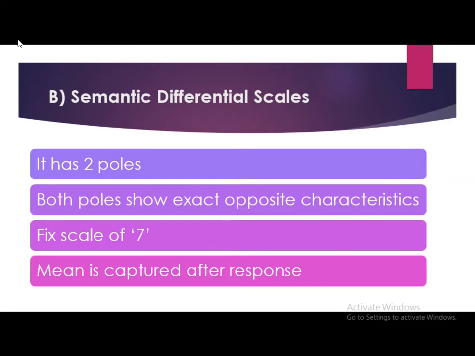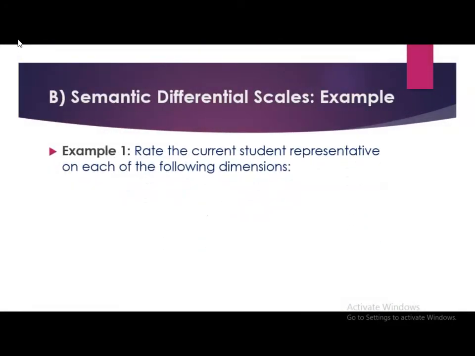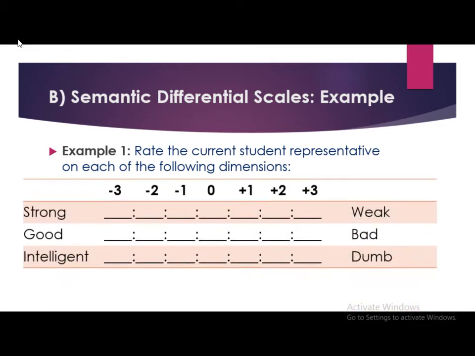So, an example of a semantic differential scale we will take now. Example 1 is, rate the current student representative on each of the following dimensions. Suppose a teacher has to rate the current student representative, then the scale might be like this: strong to weak. So strong is at one pole and weak is at another pole. Similarly, good, bad, intelligent, and dumb. In between, there is a scale of 7: -3, -2, -1. In between, there is a 0 for neutral, then +1, +2, and +3.